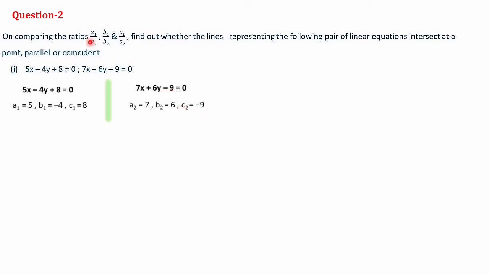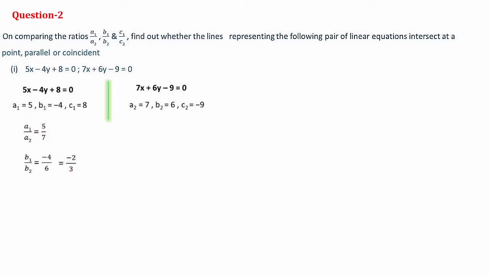Next, let's calculate a1/a2, b1/b2, c1/c2. So a1/a2: 5 is a1, a2 is 7, so 5/7. Then b1/b2: it is -4 and 6, so -4/6. Here there is a common term, 2 is common in numerator and denominator. Let's cancel it. 4 cancelled with 2 gives 2, 6 cancelled with 2 gives 3. So -2/3. Here itself it is clear: a1/a2 and b1/b2 are not equal.